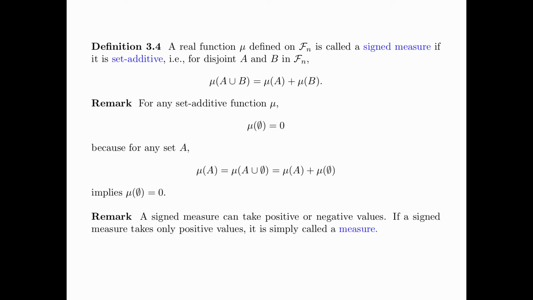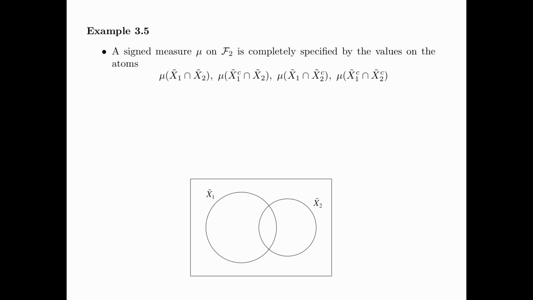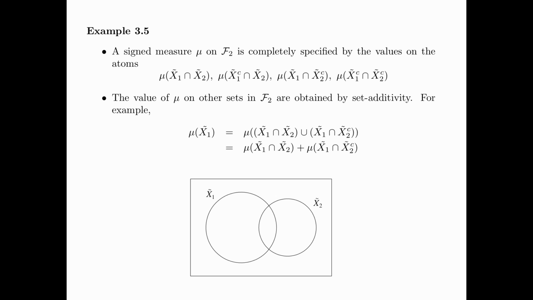A signed measure can take positive or negative values. If a signed measure takes only positive values, it is simply called a measure. Here is an example. A signed measure mu on F2 is completely specified by the values on the 4 atoms that we have seen before. The values of mu on the other sets in F2 are obtained by set additivity.